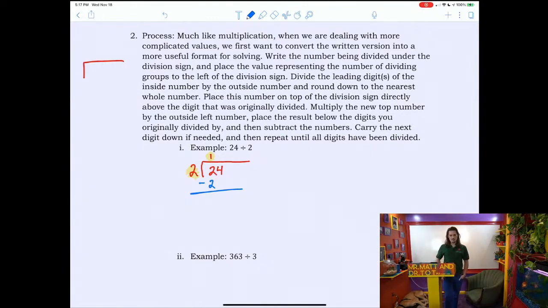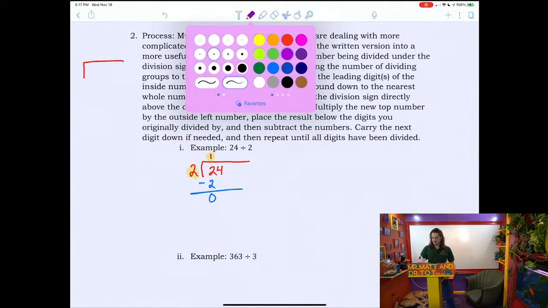So the leading coefficient of 2 was divided by that outside value of 2. 2 divided by 2 is 1 because 2 times 1 is 2. So I put that on the top of the division bar, multiply through, 1 times 2 is 2, and now I'm going to subtract. 2 minus 2 is 0. So now I don't have anything left to divide into, so I can carry down this 4.